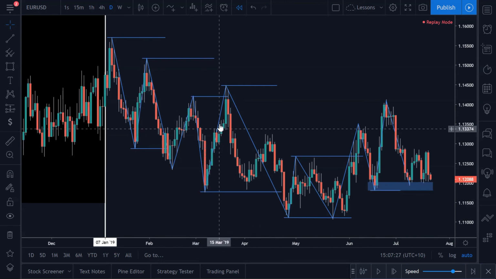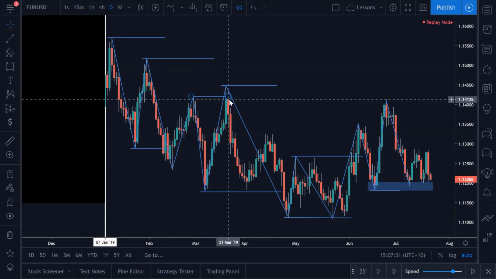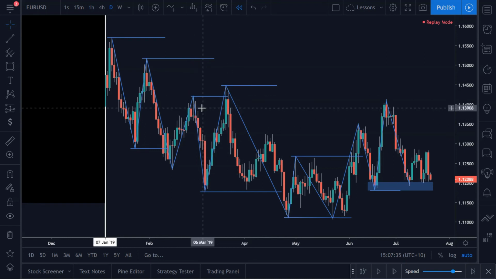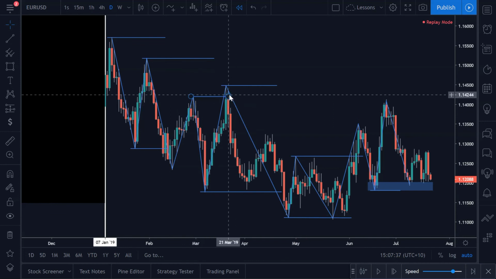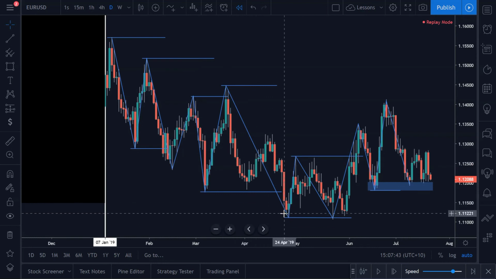Then we had yet another pullback that tested the previous high in the trend, but did not close above it. We did not get a candle close above this high. So the bearish trend was still intact at this point. And then we rolled over. We went into a period of consolidation, a short period of consolidation, and then made a new low.